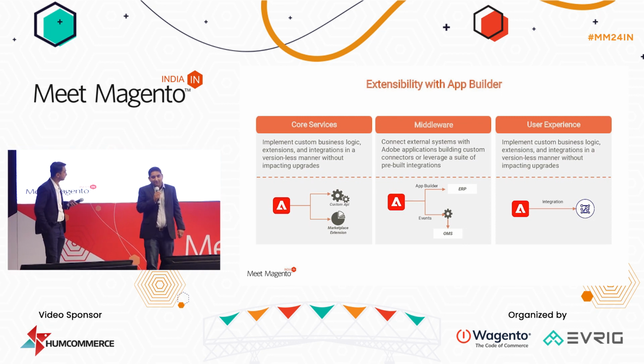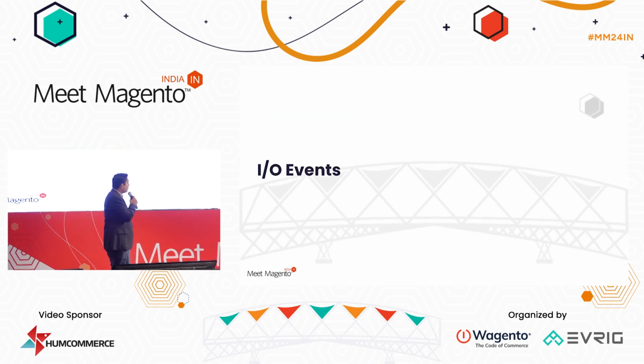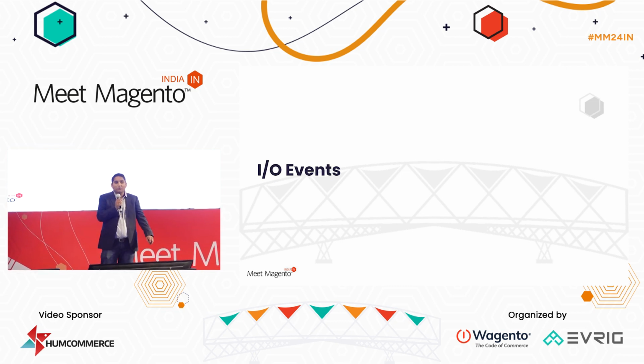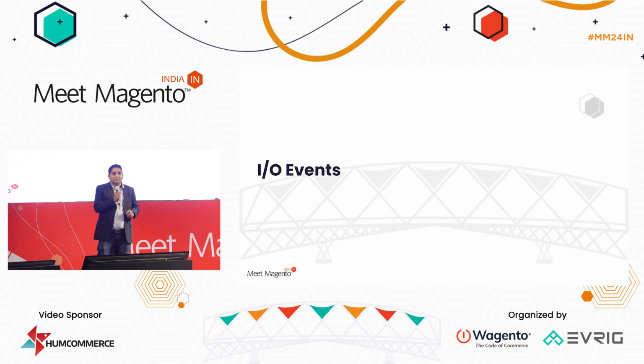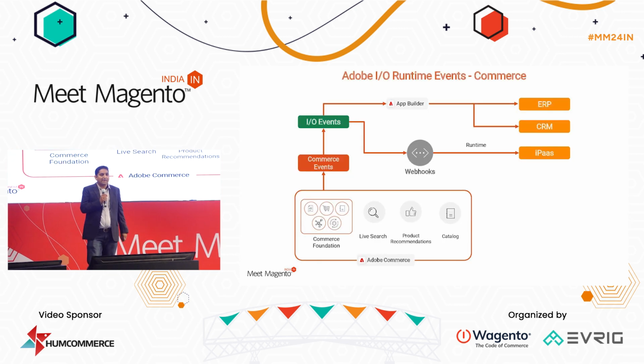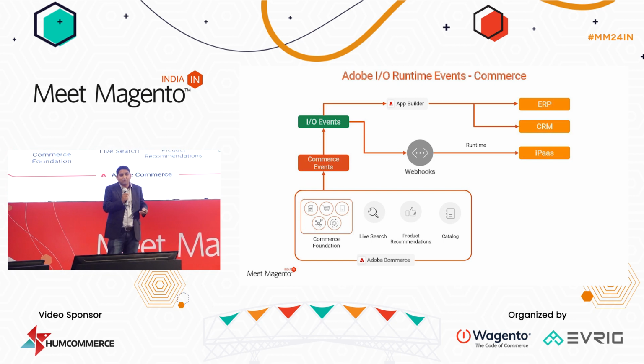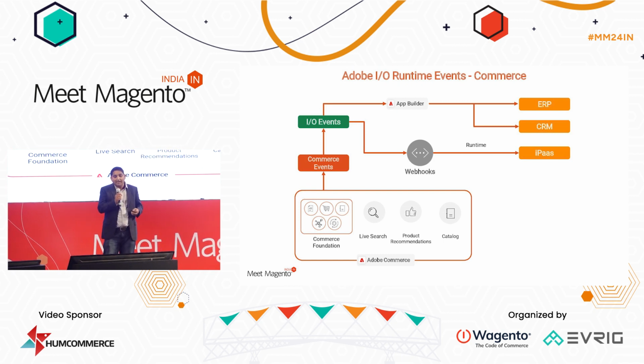Moving ahead. Now the core component of this tech stack is I/O Events. We learned App Builder and API Mesh, but without I/O Events it would not be a complete 360 landscape. I/O Events is basically a middleware in the e-commerce tech stack which fetches commerce events in a runtime environment. It fetches commerce events based on certain actions, for example when someone places an order or registers on the portal. It automatically fetches the data and passes it to your other systems using App Builder.